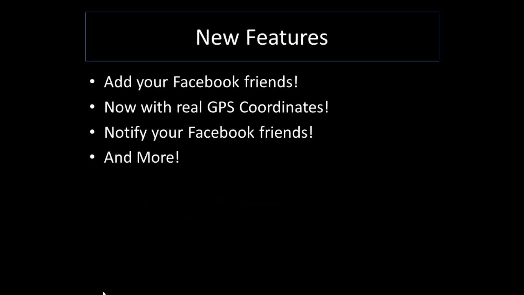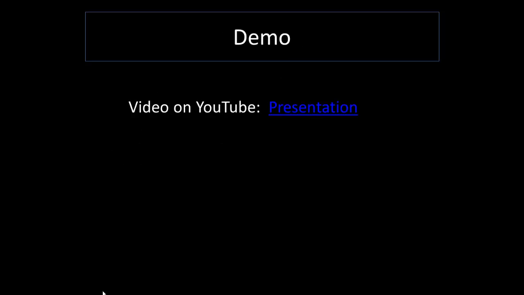Like I said, I've added the facilities to add your friends from Facebook to the app. Also, now I'm actually using the real device's GPS coordinates to send to the Yelp API so that you can get restaurants that are nearby to you. And when you have the information about where you're going to have lunch, you can notify your Facebook friends. I also made a few other minor changes, like changing the action bar, and a few other behind the scenes things. Take a look.